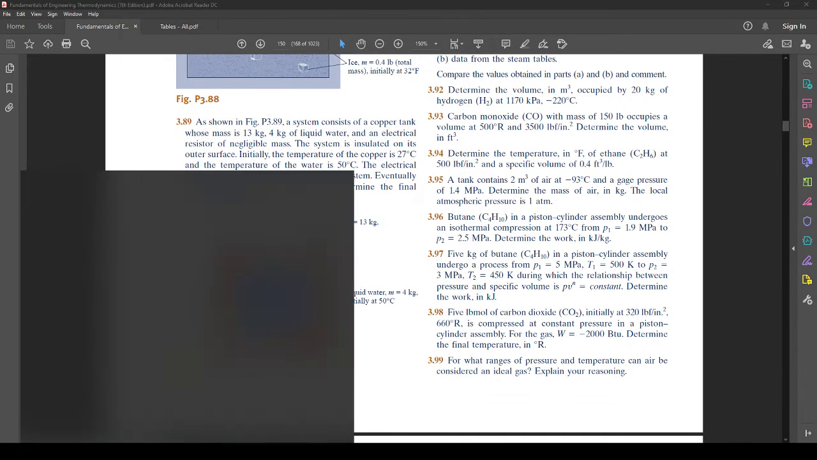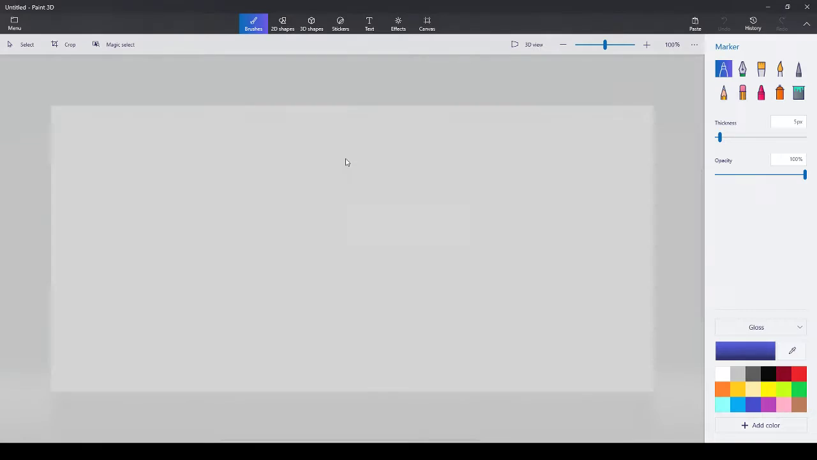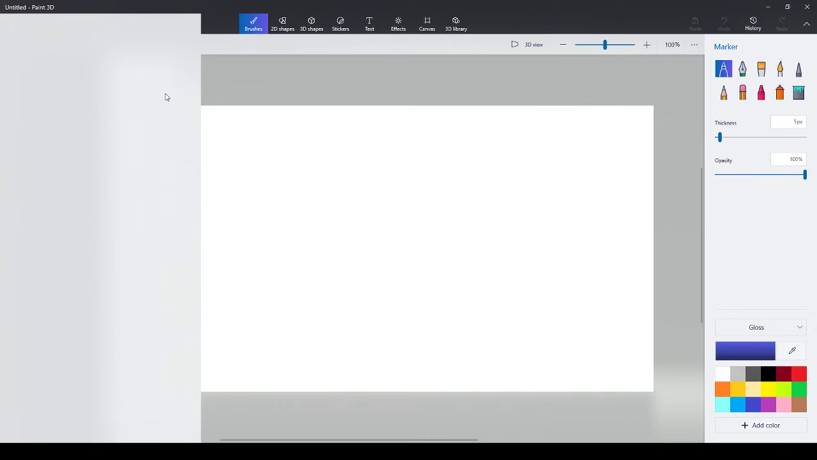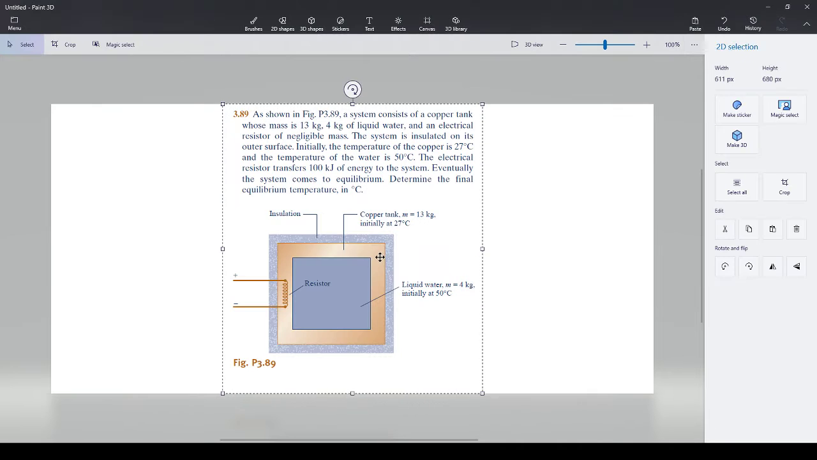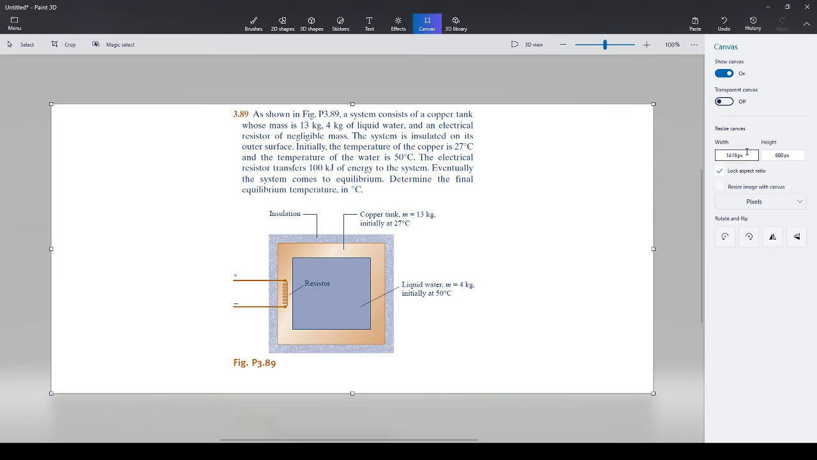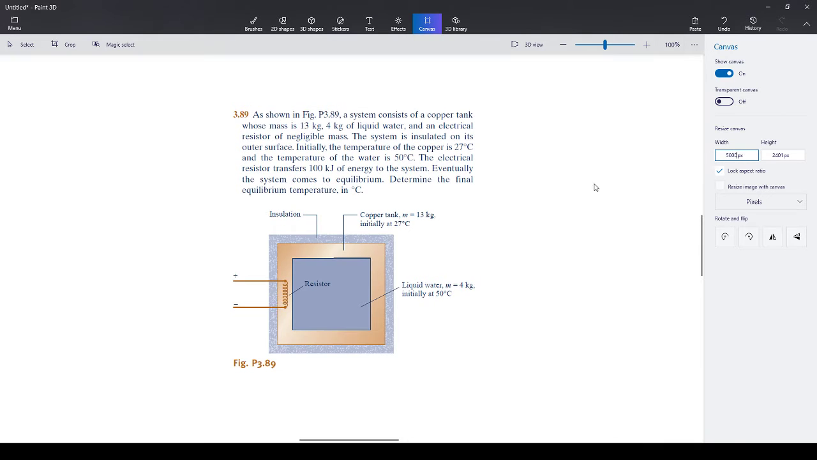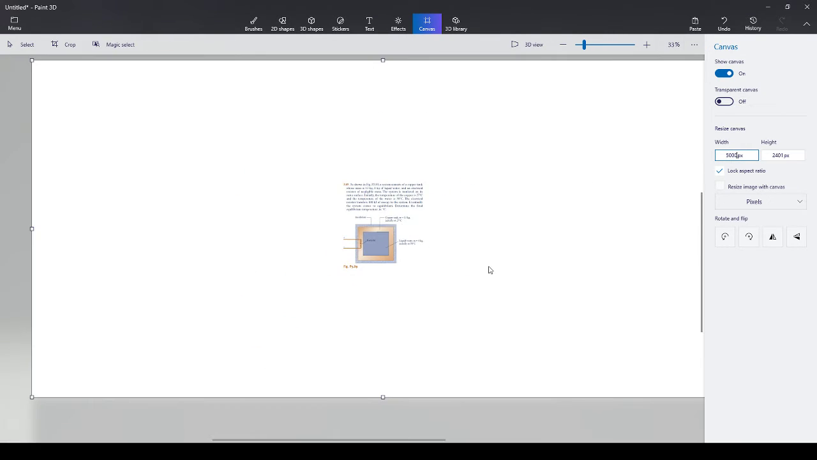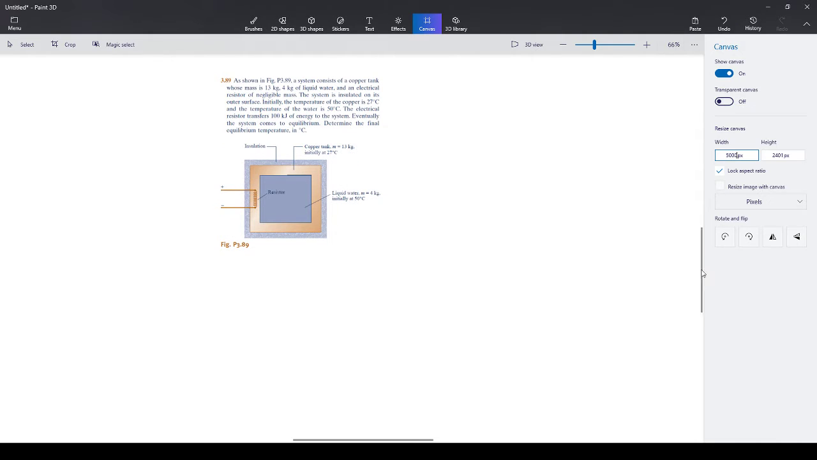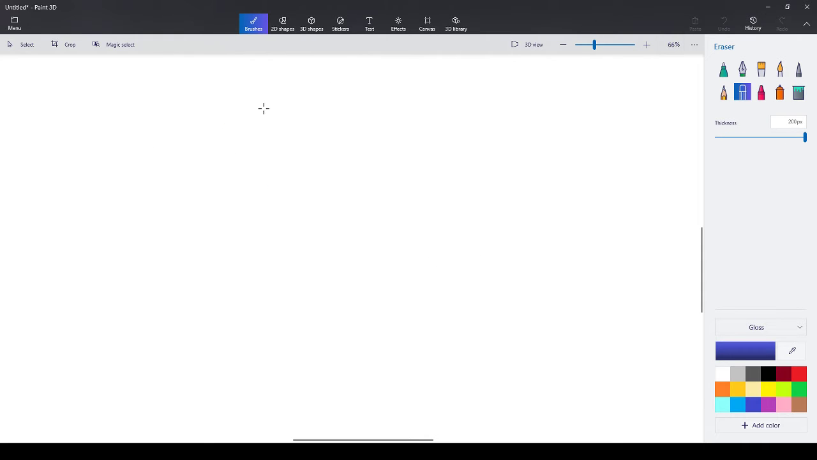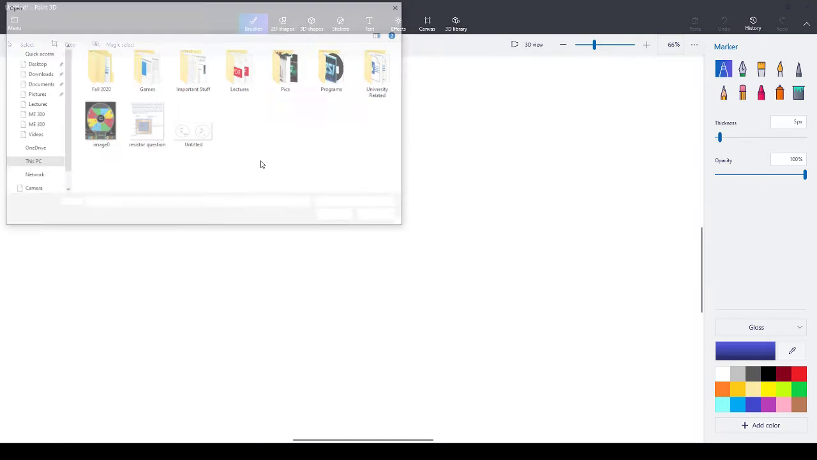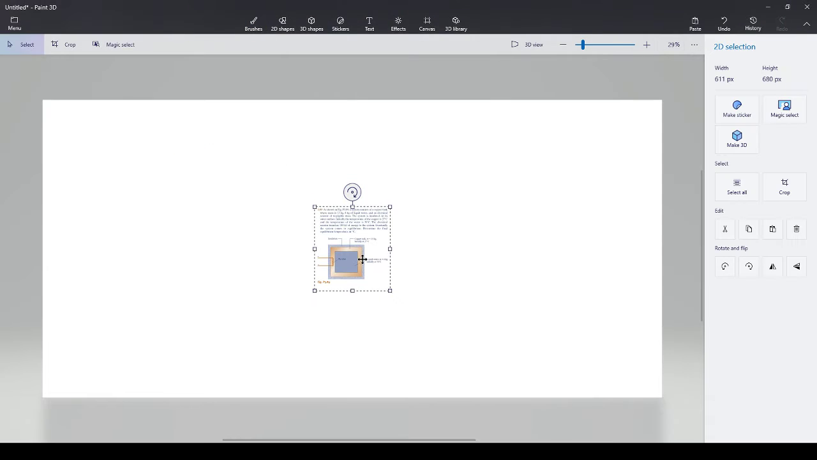All right, and I'll pull open Paint 3D, and we'll do this really fast. Maybe fast though, we'll see. All right. So this right here is our question. Let's set this up.